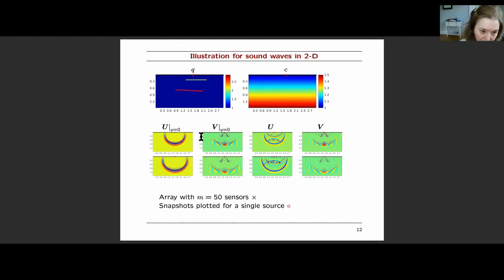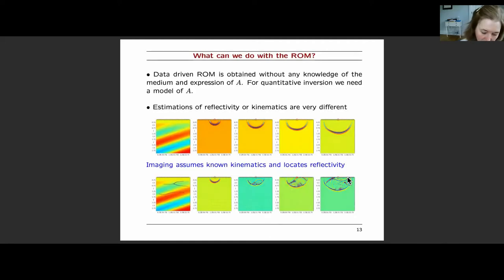Okay, so here is the solution of the wave equation if you don't have these reflecting structures. And here is the solution of the wave equation if you have the reflective structure. So you see the reflection. This looks very different than this. But if you look at the orthogonalized snapshots, then they look very similar. Now we have theorems for that, but I didn't put them here. So now let's talk a little bit about inverse scattering.